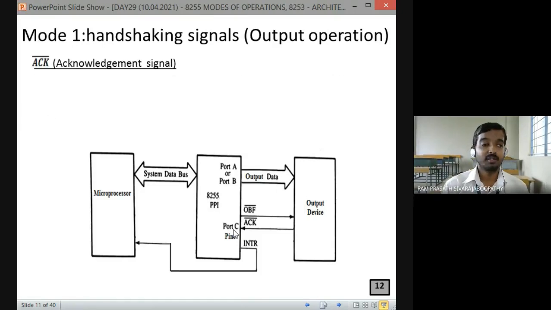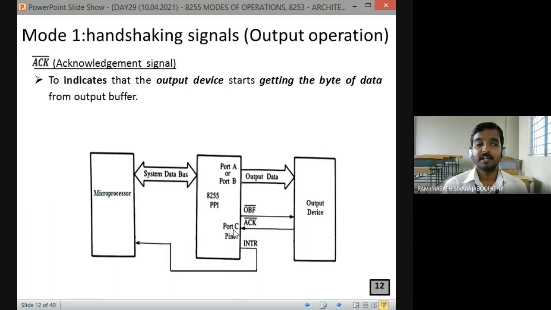signal. Correct? So ACK bar edha indicate pannudhu? The output device starts getting the byte of data from output buffer. Fine. Now output buffer empty aidum. So OBF high aidum. Once it reads the data, acknowledgement signal low pannittu thirumba high pannidum. Yes? Is it clear up to this?